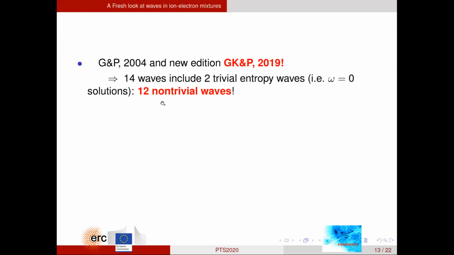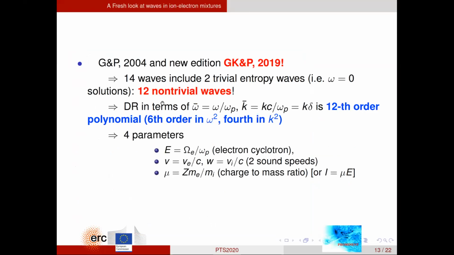So there are 12 non-trivial waves. And it is possible, from the system that I showed you on the previous slide, to get to the overall dispersion relation as a 12th order polynomial, 6th order in omega squared, 4th order in k squared, for all the waves in an ion electron plasma.